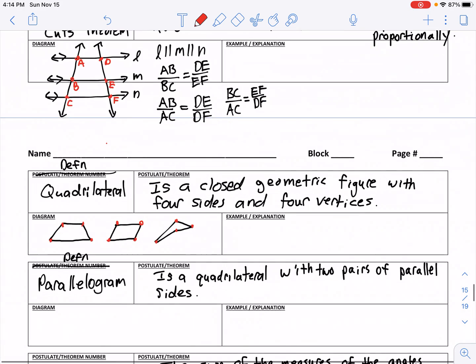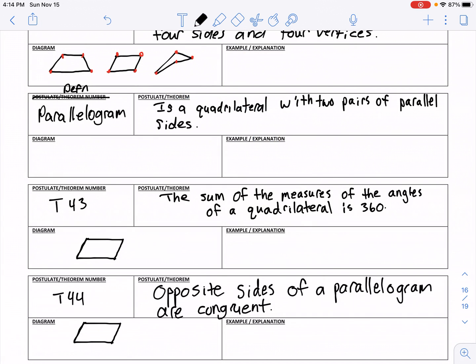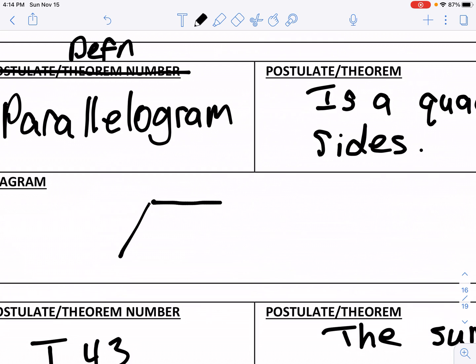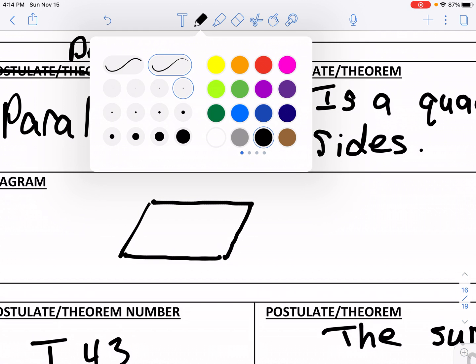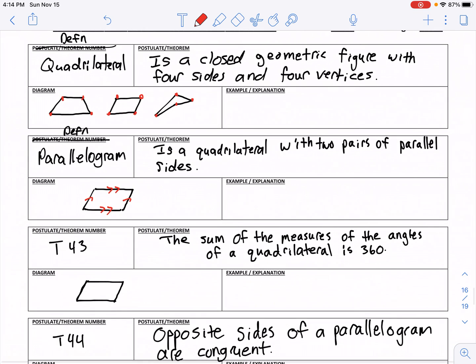So that's a quadrilateral. Now, a specific type of quadrilateral that we want to focus on is a parallelogram, and that's a quadrilateral with 2 pairs of parallel sides. It looks something like this. It's called a parallelogram because opposite sides are parallel. My top side and my bottom side are parallel, and my left side and my right side are parallel. So it has 2 pairs of parallel sides.